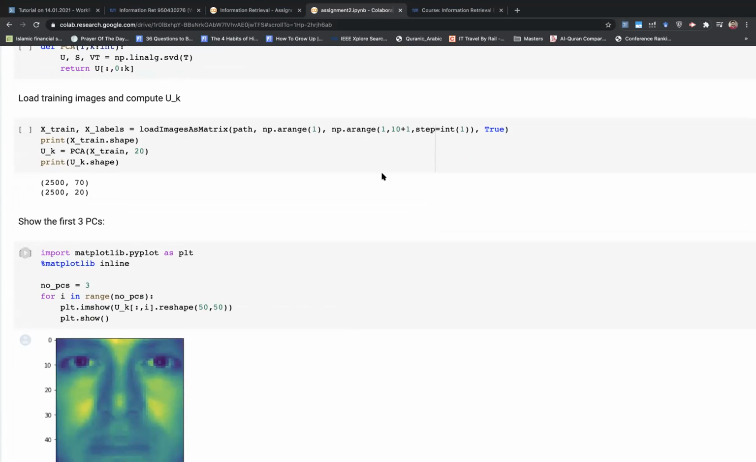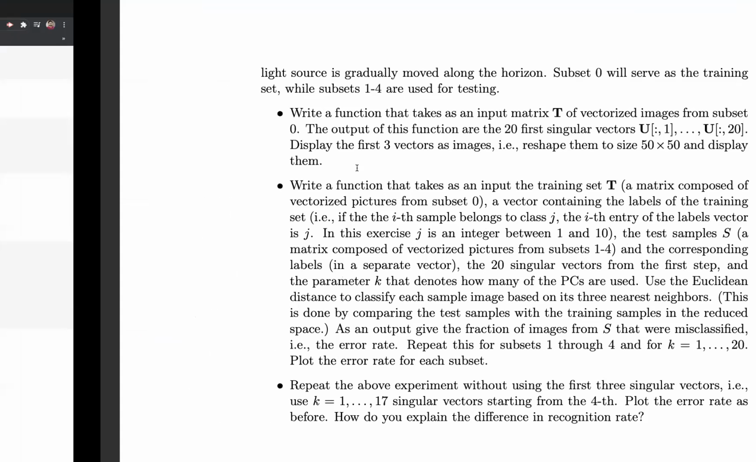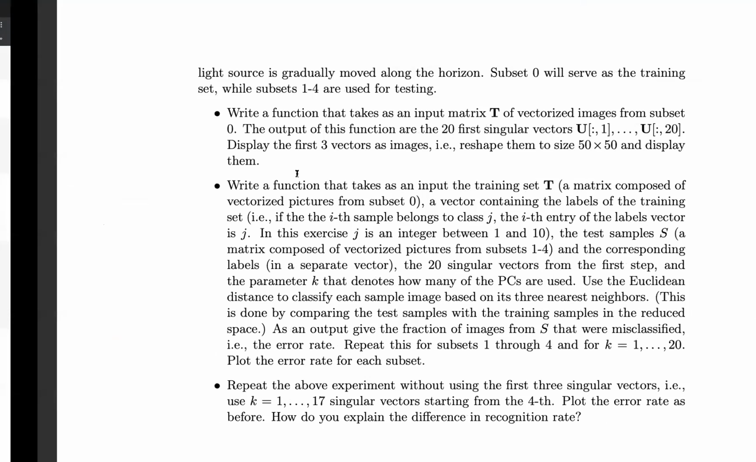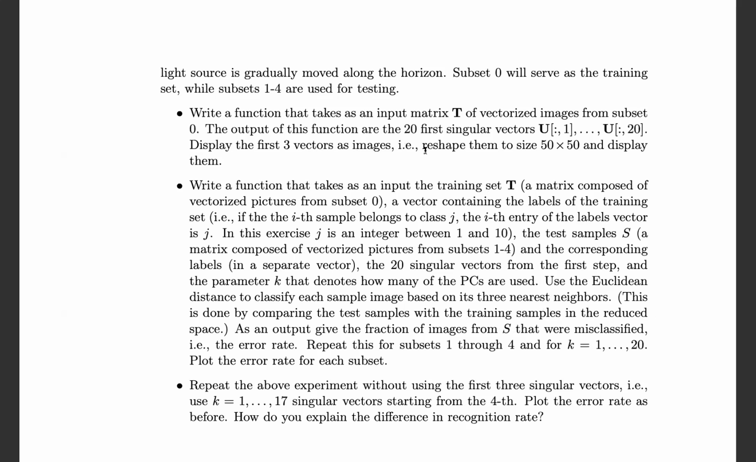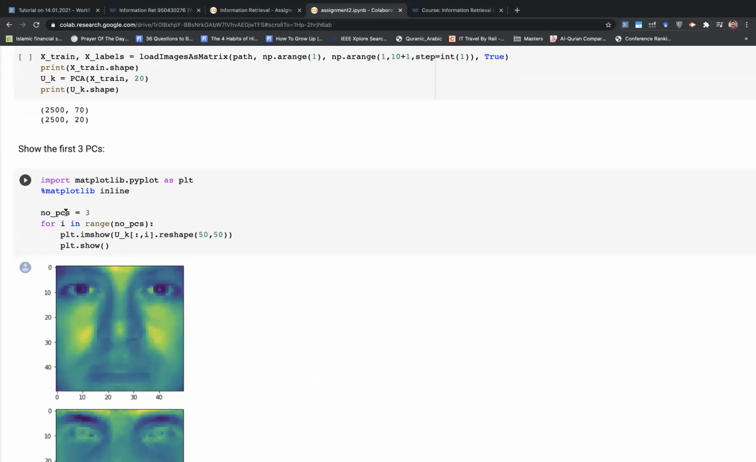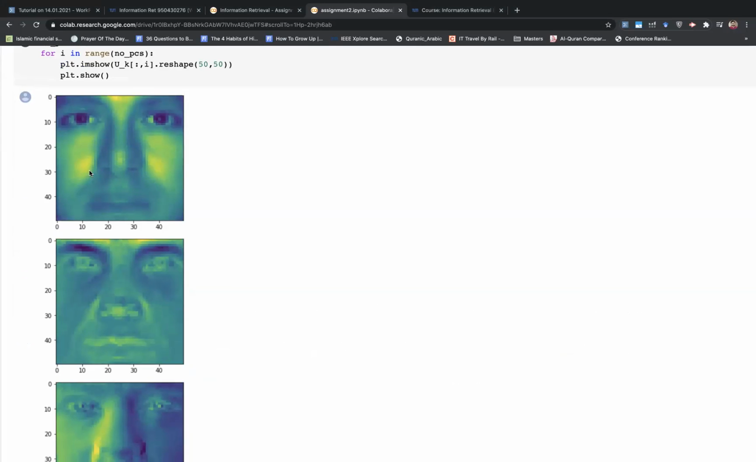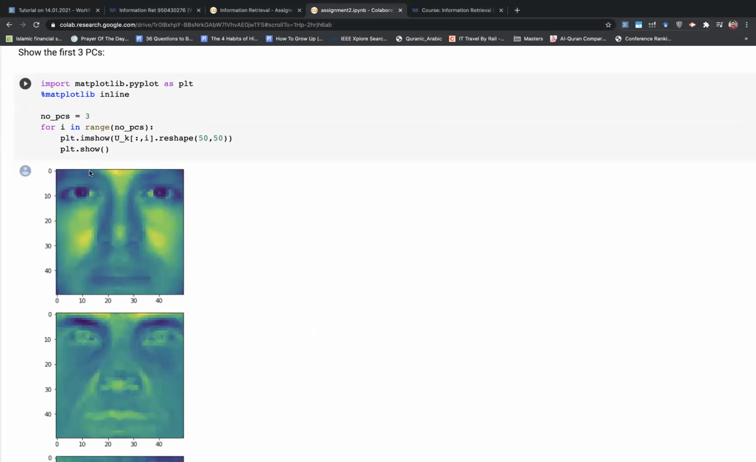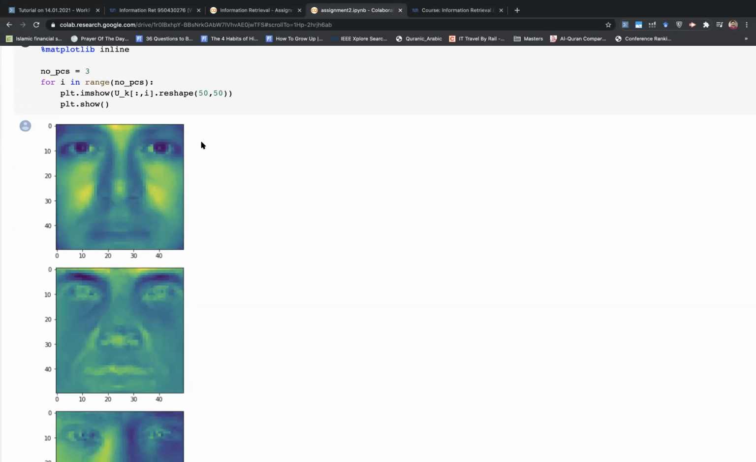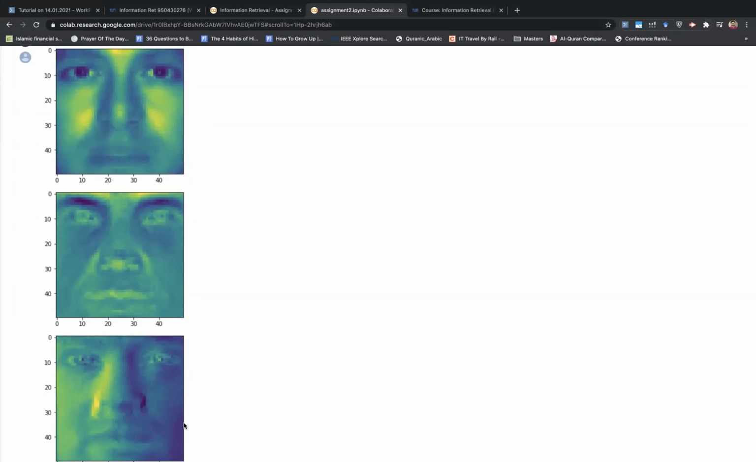Now let's go to the next part. Before going to that, we also had to show the first three vectors as images, reshaped to size 50 by 50. The number of components is set to 3, and for example these are just any three random images from set 0. You can see the first would look like this, the second image like this, and the third looks like this.